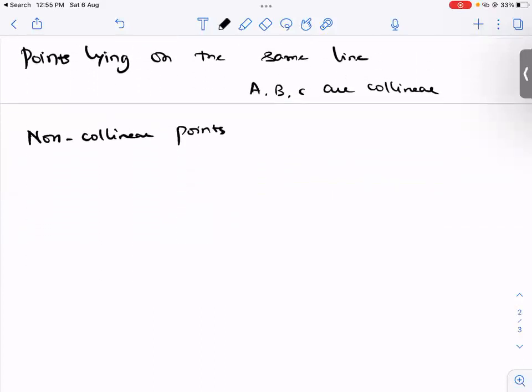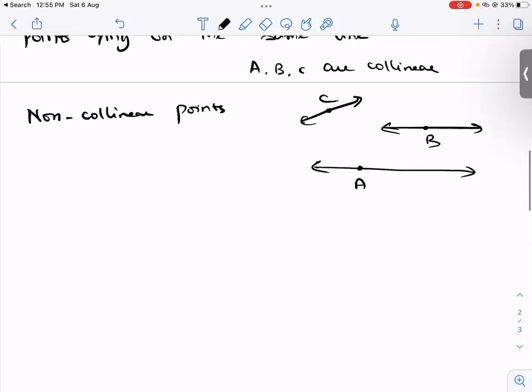You cannot draw a line through them. See, for example, this is one line. I take this point as A, and I take this point as B. They are not collinear because they are not lying on the same line. They are lying on a line for sure, but not on the same line. So they are not collinear. Right, here comes the next term with respect to this chapter.